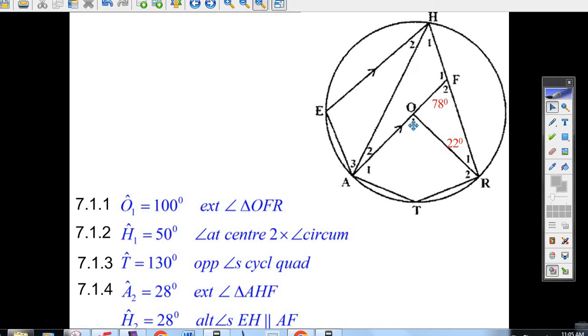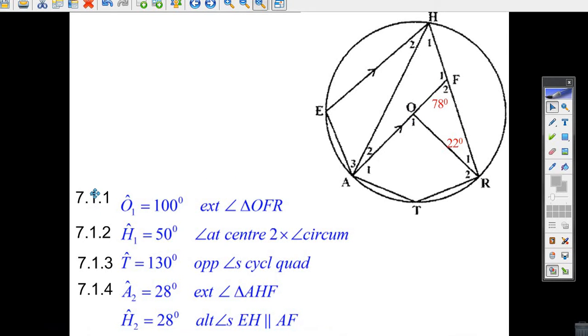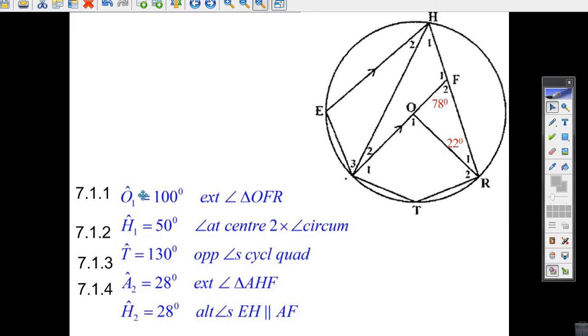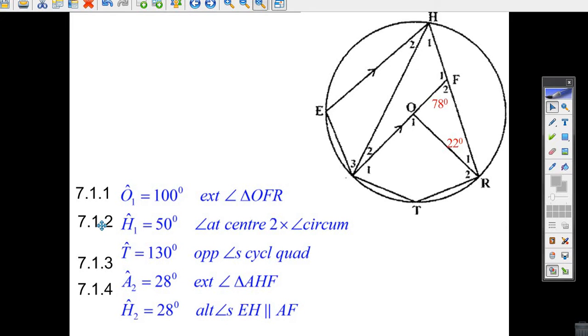The first question they ask is, how big is O1? Well, that's a triangle OFR, and O1 is the exterior angle of that triangle. Now the next question says, what's H1? Well, H1 is at the circumference of the circle, and O1 is at the center. So the angle at the center is 2 times as big. So if that's 100 degrees, this must be 50 degrees, half of that.